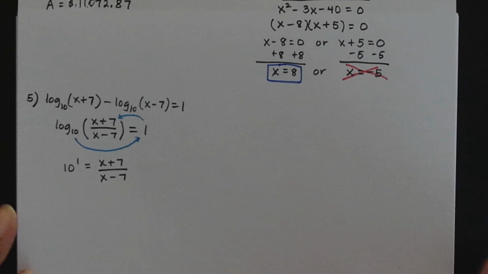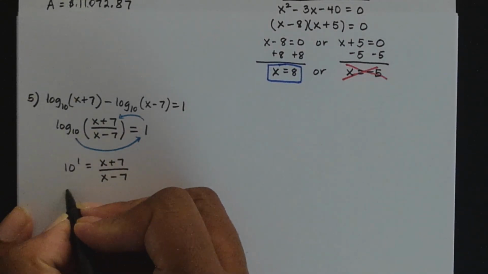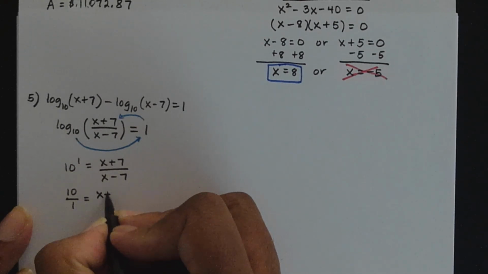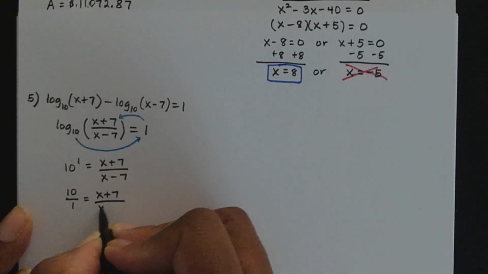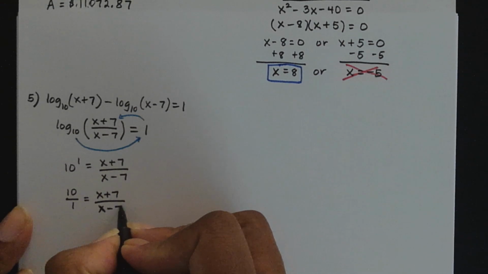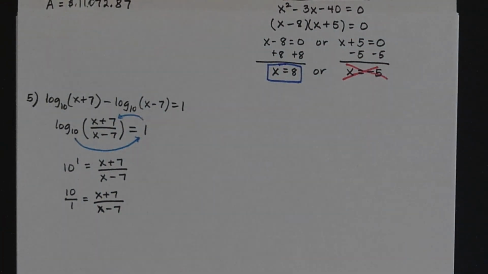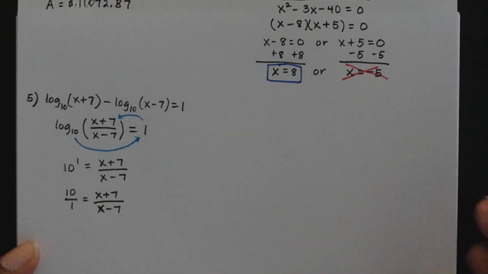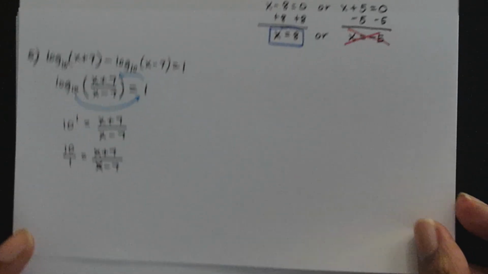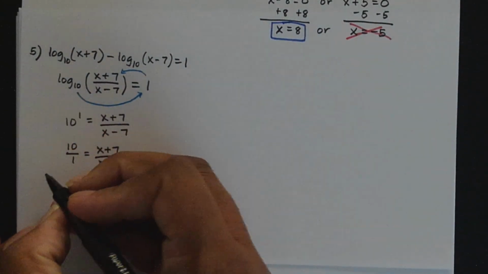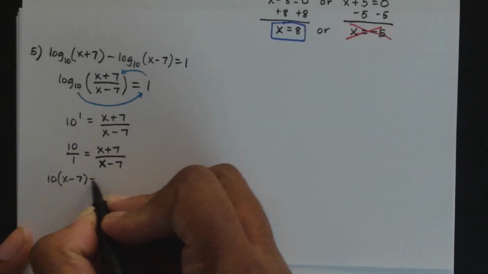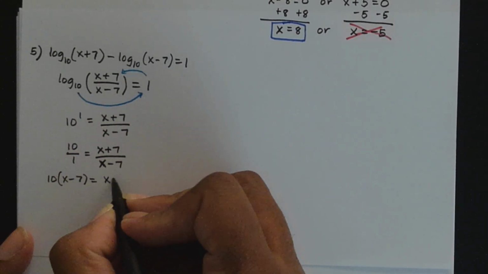And that 10 to the first power is just going to be 10. But I'll write this as 10 over 1, equaling x plus 7 divided by x minus 7. And from that, we can just do cross multiplication. When I do cross multiplication, this will be 10 times (x minus 7), with the x minus 7 in parentheses, equaling 1 times x plus 7, which is x plus 7.